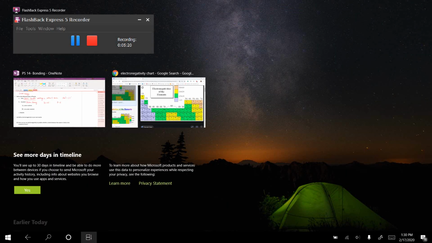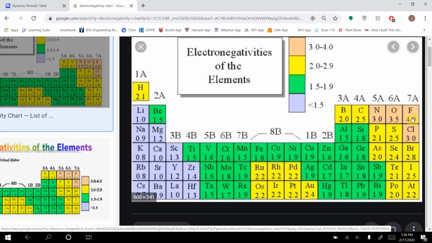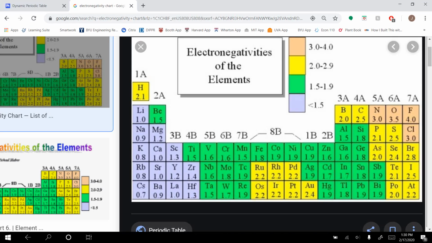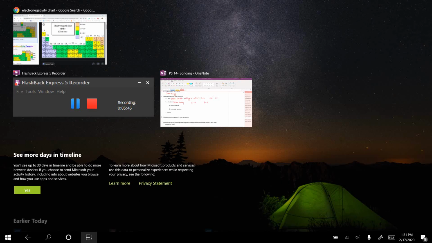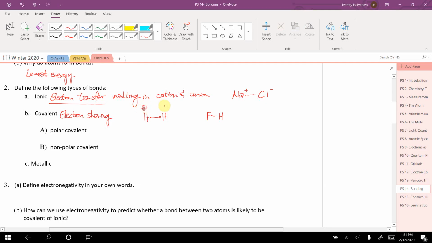Okay, so I've got this electronegativity chart here. You can see fluorine is the highest with 4.0, and then it goes down and to the left. Again, these numbers don't refer to an amount of energy or anything. They're just in relation to each other. So 4 is bigger than 3.5, so fluorine pulls harder than oxygen. I can see fluorine is 4.0, hydrogen is 2.1. So if I look at this hydrogen-hydrogen bond, the electronegativities of the two hydrogens are the same because they're the same atom.